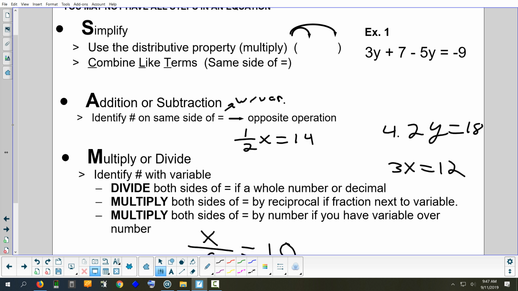So example 1 is already up on the board. So on your guided notes, copy down example 1. Okay. It says 3y plus 7. Where am I copying this down? On the back where it says example 1. So you got a box on the back for 6 examples, yeah.